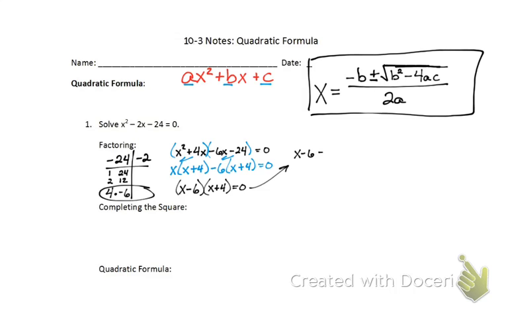X minus 6 equals 0 means x equals 6, and x plus 4 equals 0. Subtract 4 means x equals negative 4. So there are your two answers to this problem, x equals 6 and x equals negative 4. Okay, so that was one method we could use to solve these problems, was factoring.